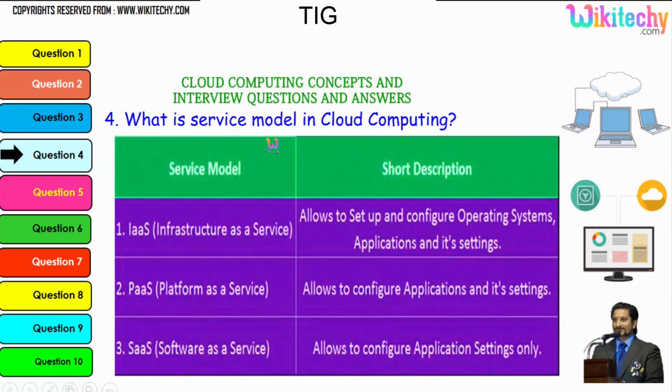Now, the question is, what is service model in cloud computing? You're able to see the major service models are three. The first one is infrastructure as a service. Allowed to set up and configure the operating system, application, and its settings. So you will be given a server. Put whatever you want. You want a different operating system, put it, and install your operating system, whatever things you can do it. Over here, platform as a service.